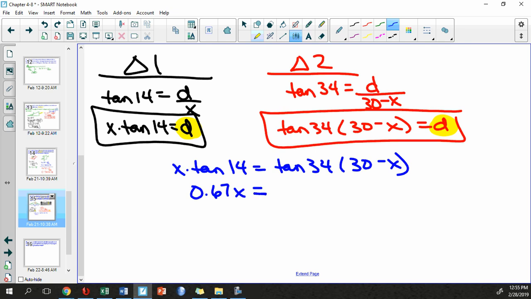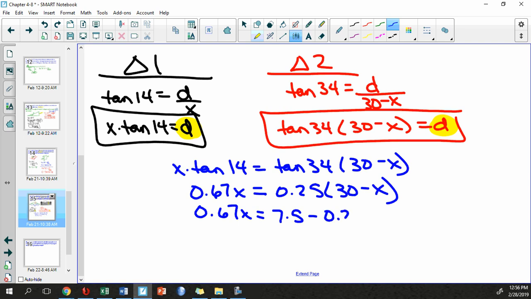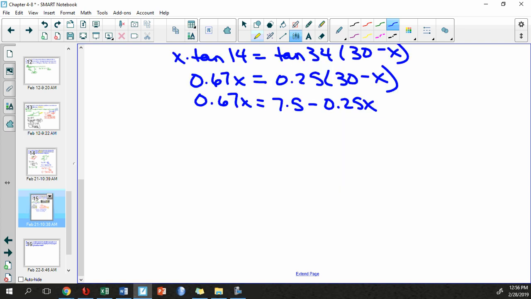This is going to be 0.25 times 30 minus x. Can I solve that for x now? Right? The tangent of 14 is 0.67. The tangent of 34 is 0.25. If I distribute, what you're going to have is 7.5 minus 0.25x. Bring that x over, and you're going to have 0.92x is equal to 7.5. So x is equal to 8.15.